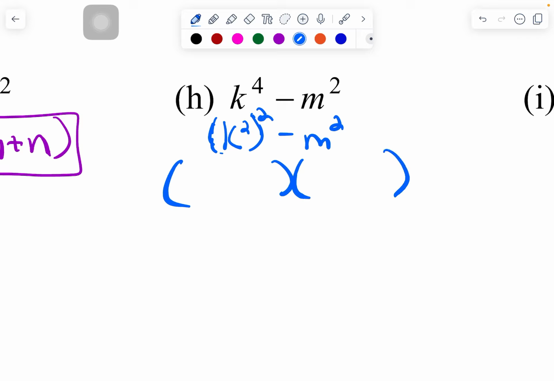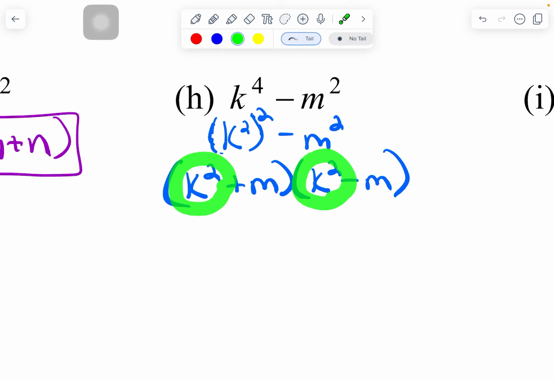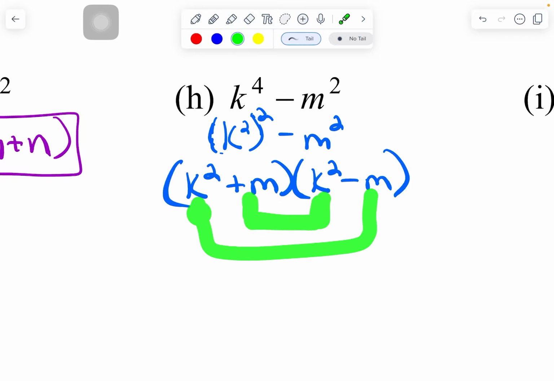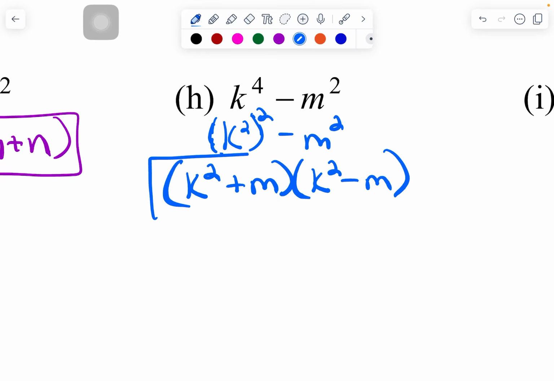When I go to split this, to split up the k to the 4th, I am going to have a k squared times a k squared. To split up m squared, I would have m times m. Make one positive, make one negative. Double checking my work. K squared times k squared is my k to the 4th. M times negative m is negative m squared. This would be a k squared m. This would be a negative k squared m. So again, those terms will cancel out. So there's my factors for H.